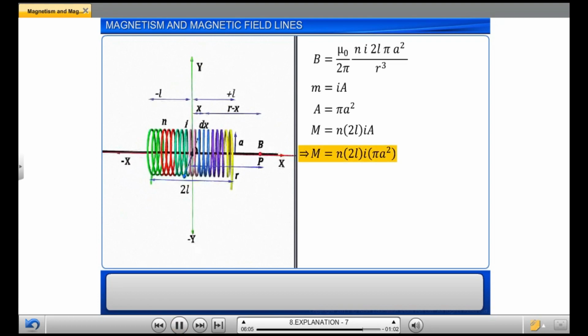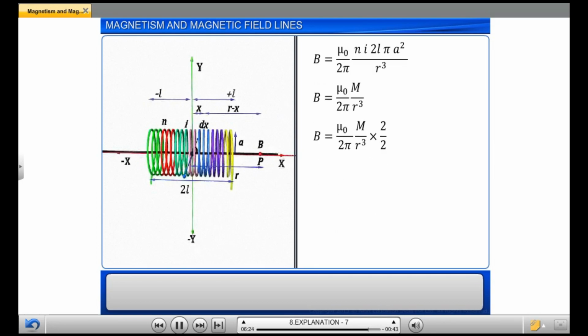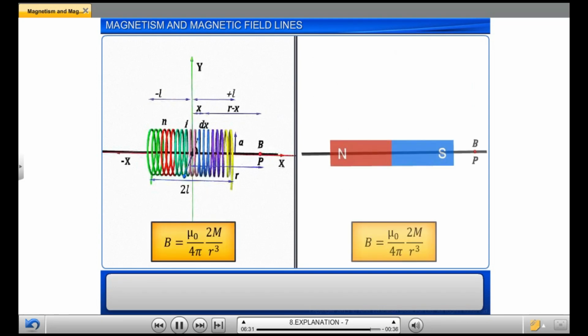Substituting M for the terms in the expression for magnetic induction B, we get the magnetic induction B equal to mu naught by 2 pi into M by r cube. On multiplying the numerator and denominator with 2, we get the magnetic induction B equal to mu naught by 4 pi into 2M by r cube. This is the same expression that is used to find the magnetic induction at a distant point from the center of a bar magnet on its axial line.